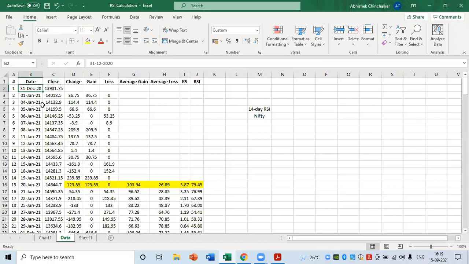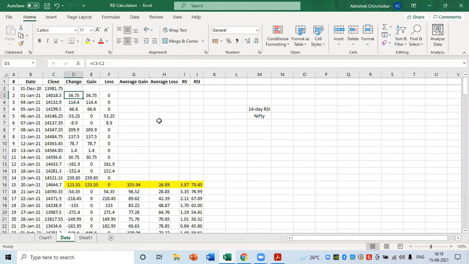Open, high, and low are not relevant. Now I've taken the data from 31st December 2020, so from 31st December 2020 till date, I've calculated the RSI. The closing price is something that you can fetch online from, say, the NSE website. Once you have the closing price, the next step is to calculate the change.